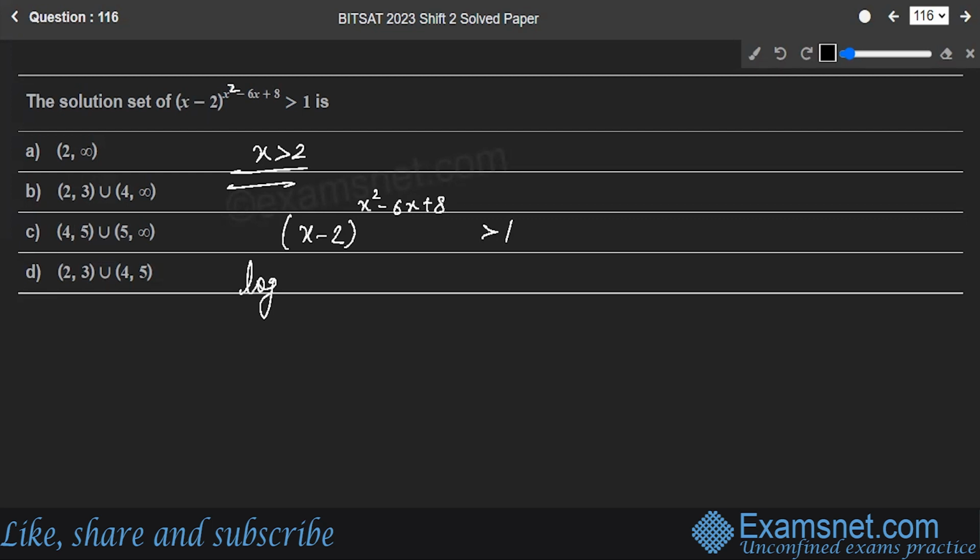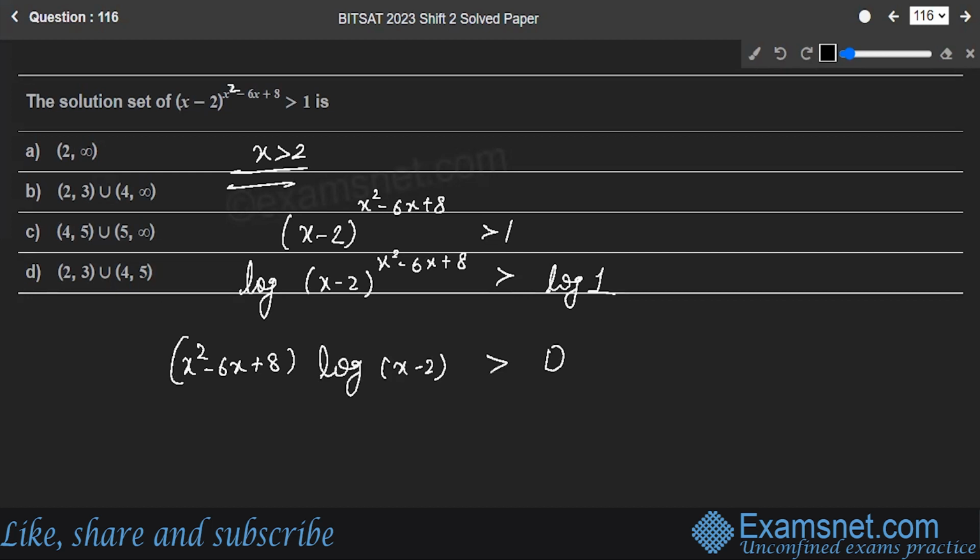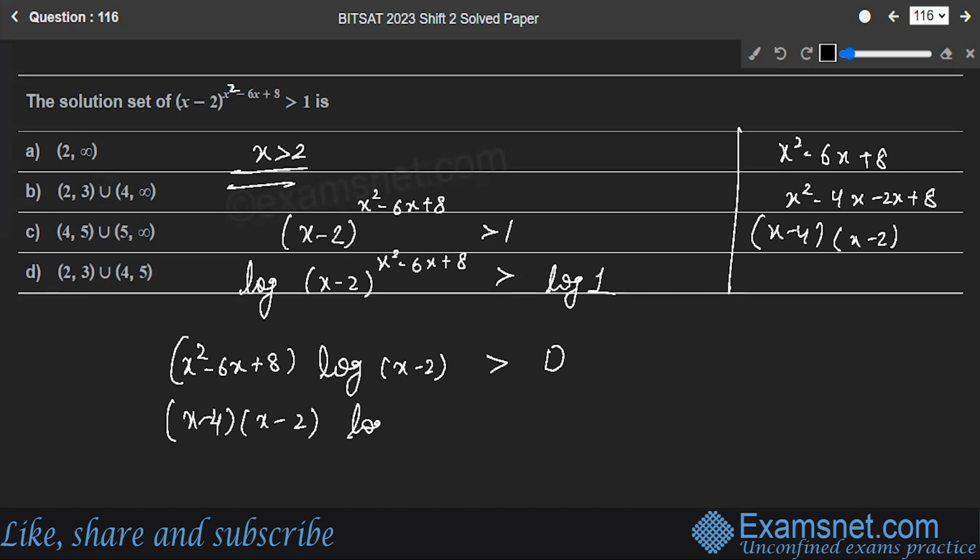Taking log on both sides, you have (x square minus 6x plus 8) log(x minus 2) greater than log of 1, which is equal to 0. So this is greater than 0. Let's factorize x squared minus 6x plus 8. You have x squared minus 4x minus 2x plus 8, or the two factors will be these two. So this can be written (x minus 4) into (x minus 2) log(x minus 2) greater than 0.